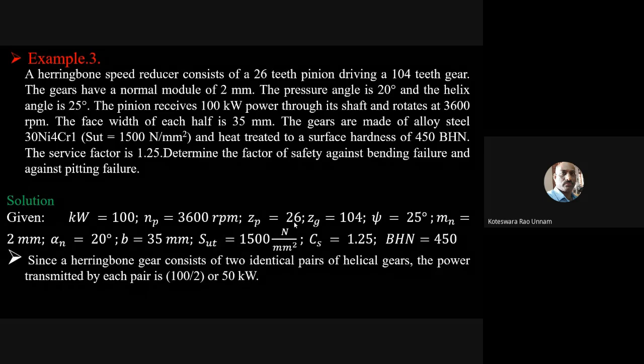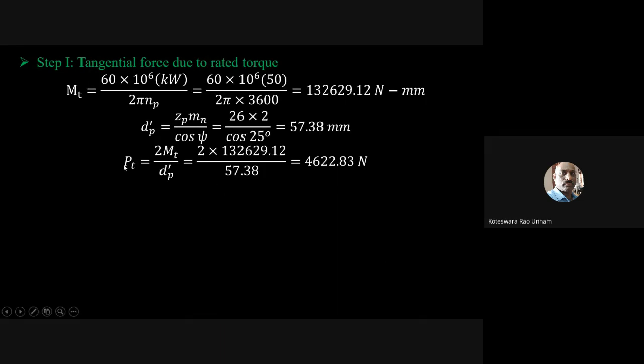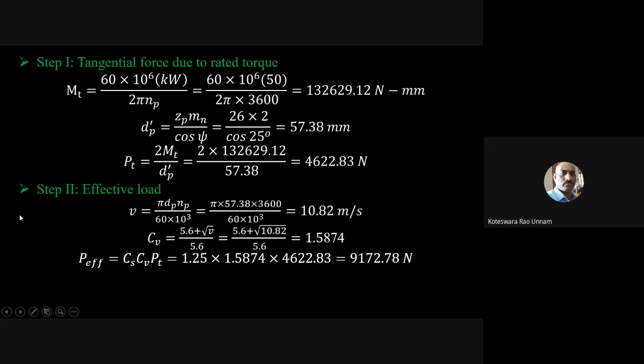We have to consider only 50% of the power, which is 50 kilowatts. Based on the 50 kilowatts, you need to calculate the PT value. Then to this PT, you need to apply the service factor and the velocity factor, so that you will get the P effective. That is the first step. Calculation of the beam strength and wear strength is the second step. After that, in the third step, you can calculate the factor of safety.